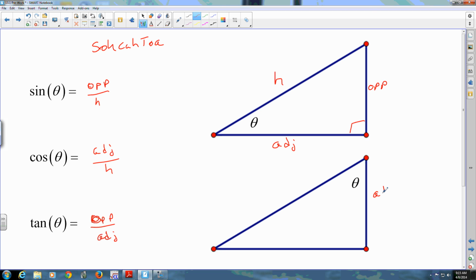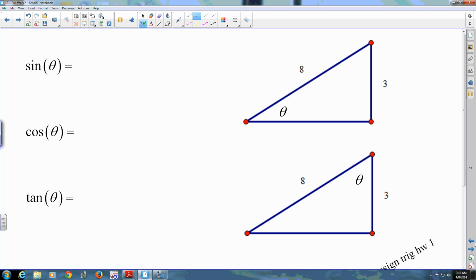So this would be your adjacent side, this would be your opposite, and this would be your hypotenuse. Your hypotenuse is unchanged. It's always opposite your right angle. But who's opposite and who's adjacent varies depending on what angle you're standing on. Okay? So using these definitions, to get trig functions, you're going to have to remember the Pythagorean theorem.